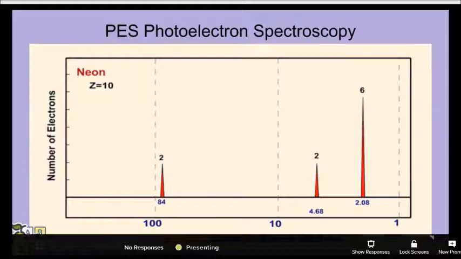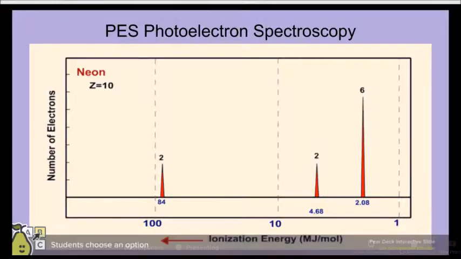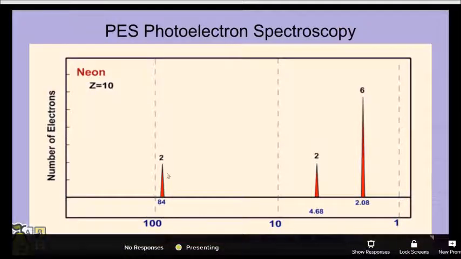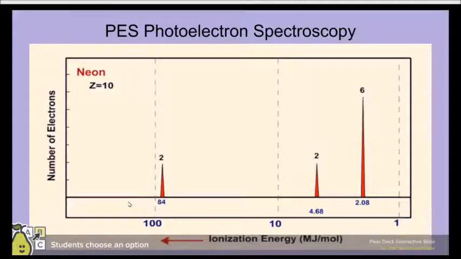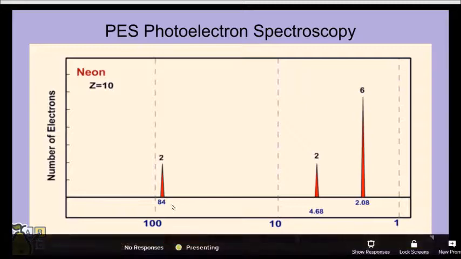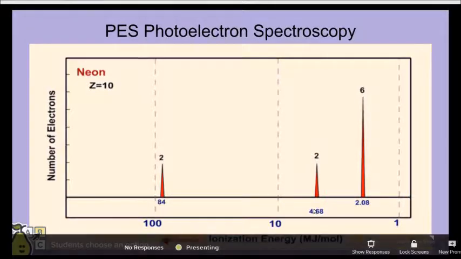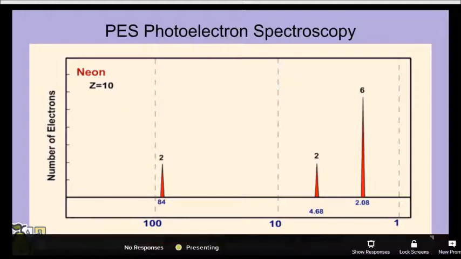Remember, the other tool that we talked about last week was PES, or using light to try and knock off electrons from an atom. So remember these peaks: the height of the peak told you how many electrons, and where it is on the x-axis tells you something about how much energy it takes to remove those electrons. So here are the 1s electrons, and they're very, very close to the nucleus. Whereas the 2s electrons are farther away from the nucleus, and so it takes less energy to remove them.